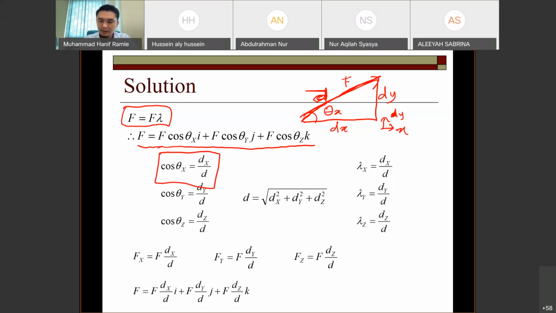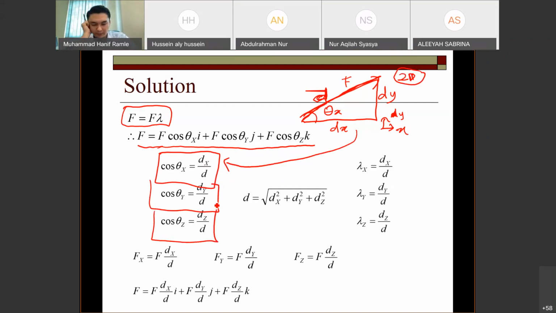So this is the basic thing in the coordinate method. We use this triangle in 2D for the xy plane. That's why from this triangle we get this equation, cos theta x equal to dx over d, and the same goes for the y component and z component. We do have an additional equation to get the resultant of d, and this one is similar to before. Lambda is equal to cos theta. Actually, you just substitute with the lambda.